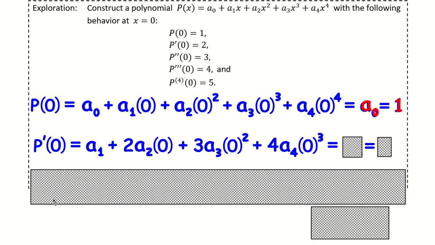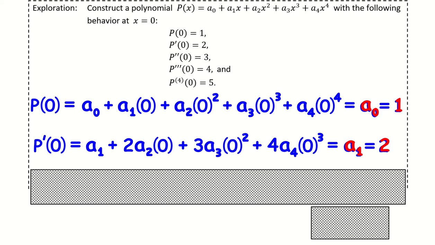Once again, the derivative of this would just be nothing. The derivative of this term would just be a sub 1. The derivative of this term, we're going to bring the 2 down and then drop it down to a power of 1. But keep in mind, we're also plugging in 0. The derivative of this term, we're going to bring the 3 down and drop it down to a 2, as well as plugging in 0. And then this term, we're bringing down the 4 and dropping it down to a 3 and plugging in 0. So, gotta love plugging in 0, right? Wipes out all of these terms, and we're left with a sub 1 equals 2.